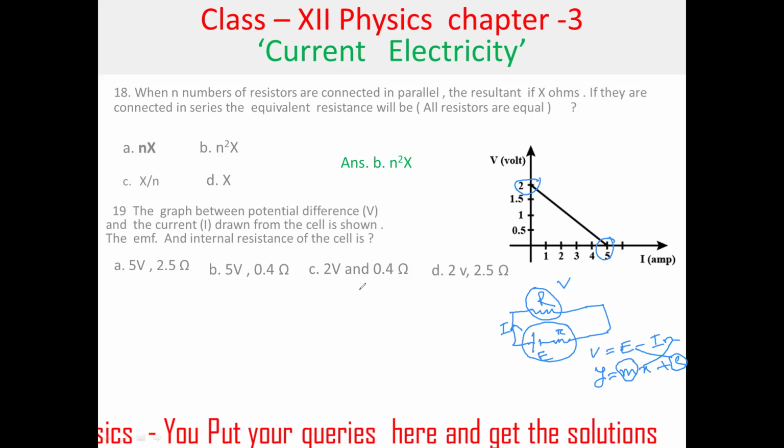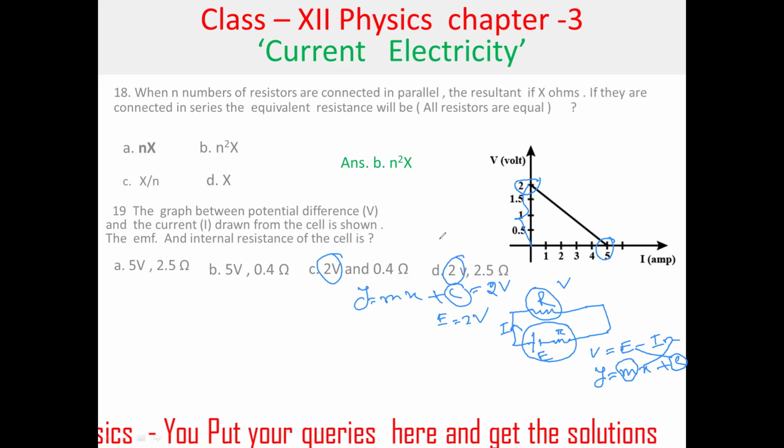Y equal to mx plus c means c is the y intercept. So here c would be equal to 2 volt, definitely. Here c is equivalent to E. So E would be 2 volts. So I think this and this may be the answer, because from c we have got the E.